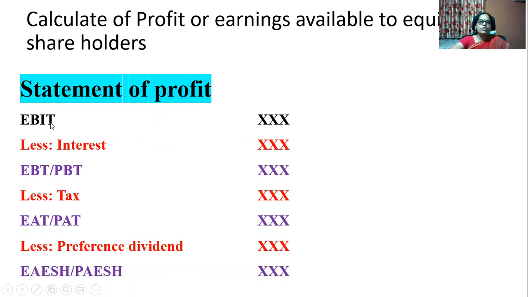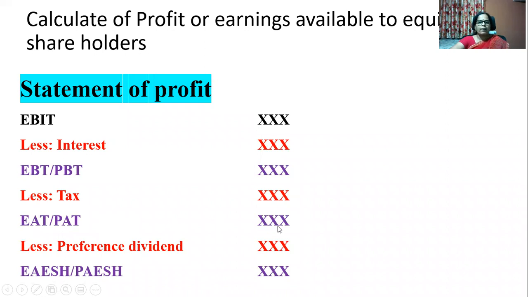From EBIT, we first deduct the interest, that is I. The difference between EBIT and interest would be your earnings before tax, or profit before tax. Now we have to remove the tax. If the problem mentions tax, then we deduct the tax. Once you deduct tax from EBT or PBT, you get EAT or PAT, that is earnings after tax or profit after tax.